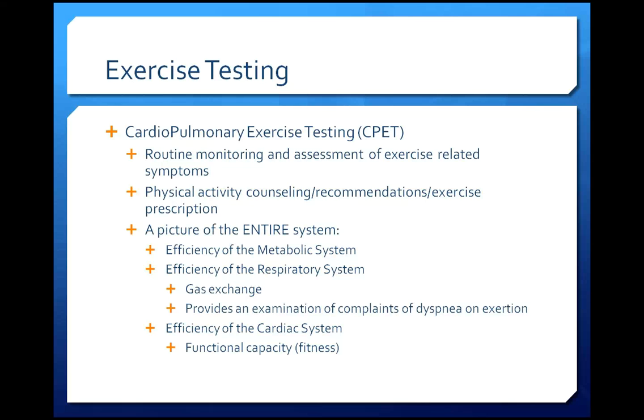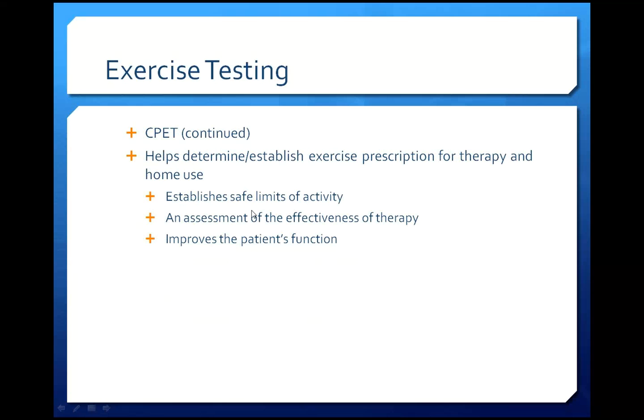It gives you a picture of the entire system: the metabolic system, the respiratory system, which includes gas exchange, dyspnea and exertion, and also the functional capacity of the cardiac system. It also helps establish a precise prescription for therapy. You can figure out the safe limits of activity, assess the effectiveness of therapy because they would perform better on a follow-up test, and see how it improves the patient's function.